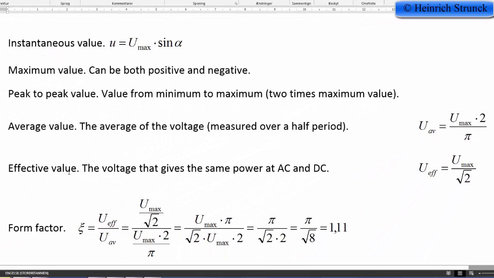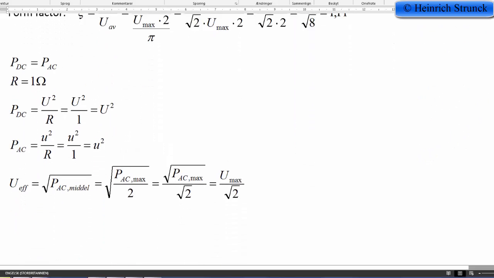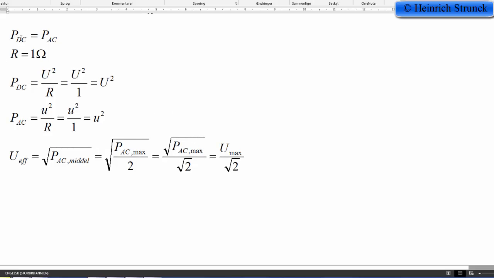Then we want to look at the effective value. That was if we connect a resistor to the circuit, the power should be the same if we connect it to DC or AC. So the power for DC must be the same as the power for AC. If we set that the resistor that we connect is 1 ohm, it will be easier for us to find out. Because the power for DC is the square of the voltage divided by the resistance. And if the resistance is 1, then the power for DC is just the voltage squared.